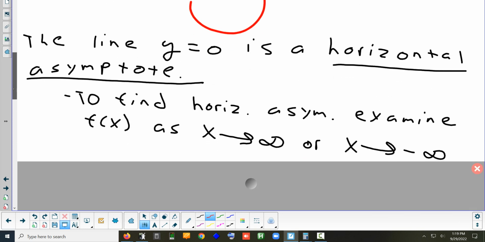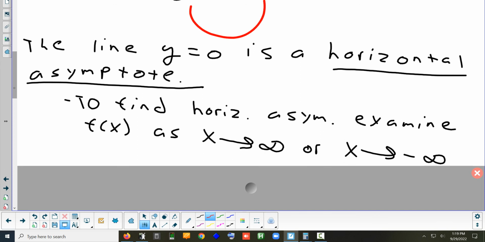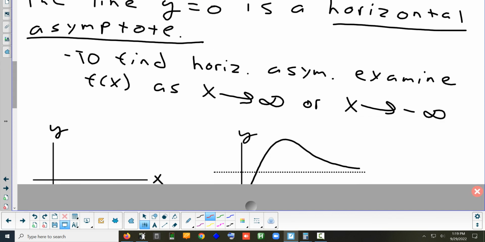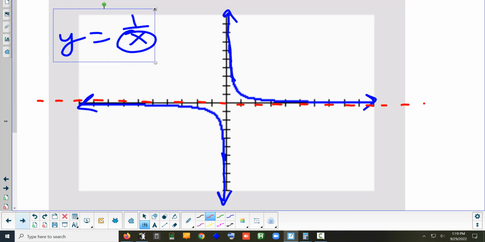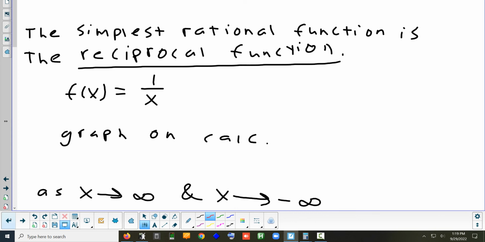Does the asymptote have to be on 0? No. Nope. I'll show you why. No, it doesn't always have to be on 0. When it says the line that equals 0 is a horizontal asymptote, does that mean that it's a horizontal asymptote of just the equation f(x) equals 1 over x? Yes, this specific problem. So y equals 0 is a horizontal asymptote for this particular problem.